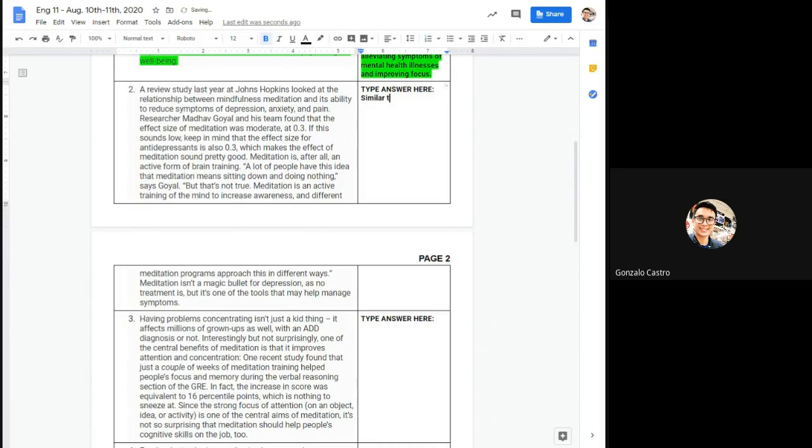So similar to antidepressants, meditation can help relieve symptoms of depression.